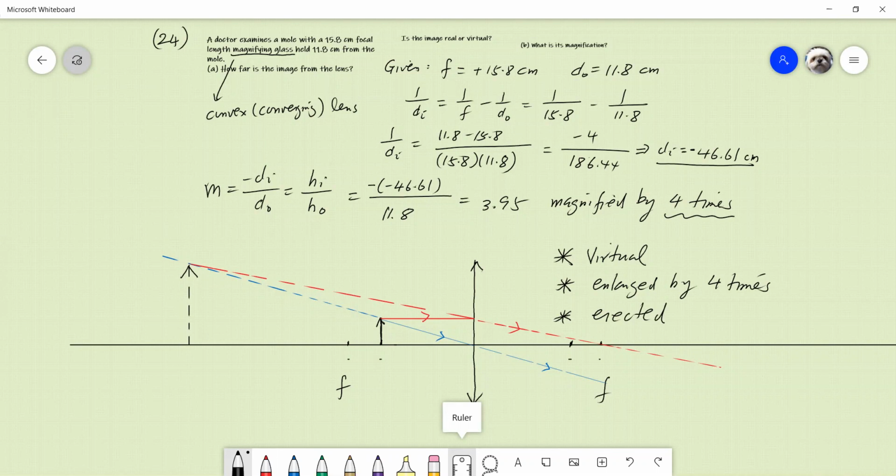So therefore, what does this really tell you, right? If you use a magnifying glass to magnify something, the object distance has to be smaller than the focal length. Make sense? So if you want to magnify something, your object distance has to be what? Has to be smaller than the focal length. Am I right? Yes. Good.